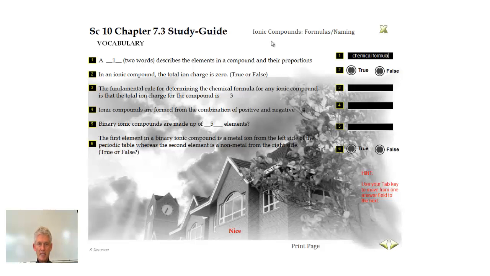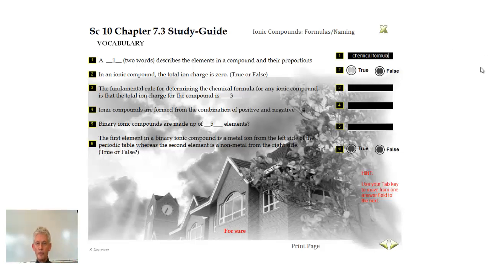Wow, nice. In an ionic compound, the total ion charge is 0. That is absolutely true. It's so true, I'm going to read it again. In an ionic compound, the total ion charge, metal plus nonmetal, has to add up to 0. That's why you can confirm always, always, always that your answer is correct. You should never get less than 100% on a quiz in this section because you always know for yourself.